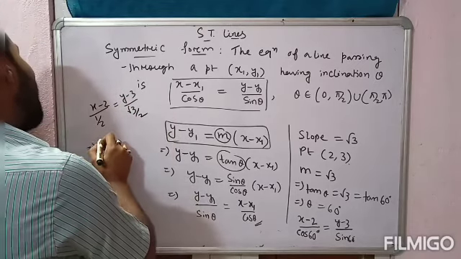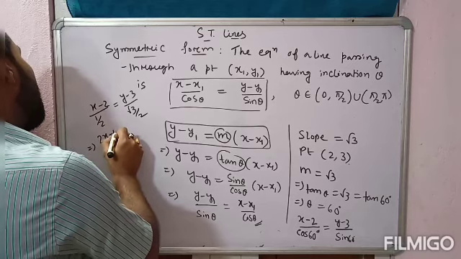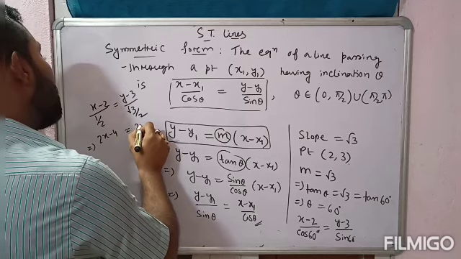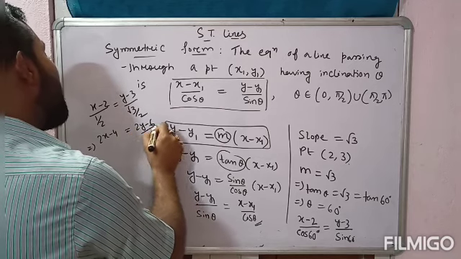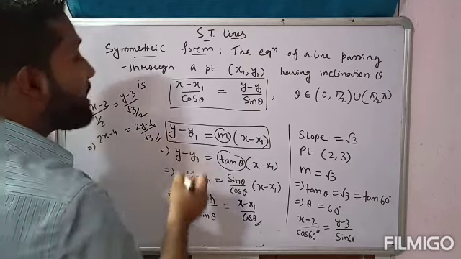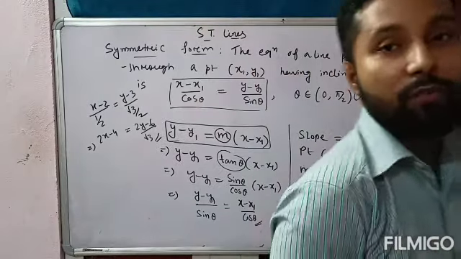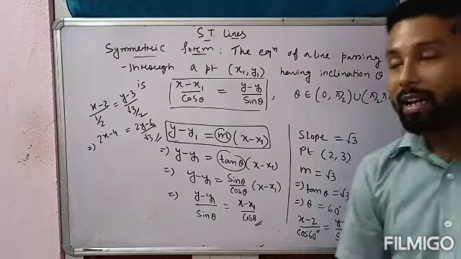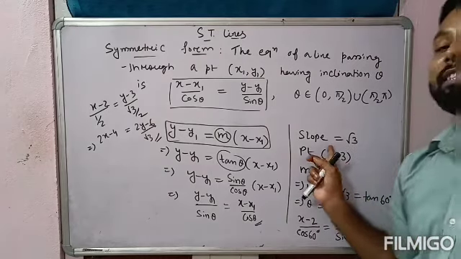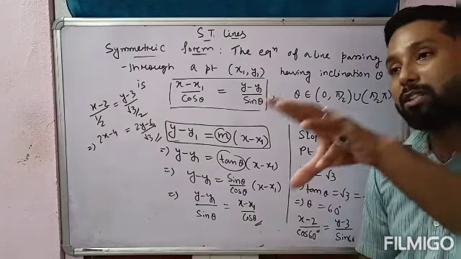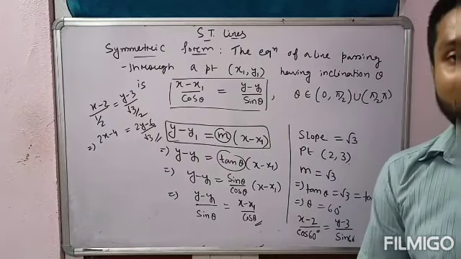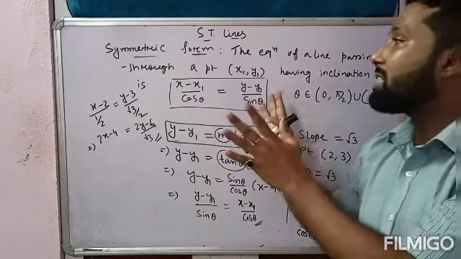Or this equation can be written as twice x minus 4 equal to twice y minus 6 by root 3. Okay, so this is the equation of a line in symmetric form. It's very simple. You should just know the value of theta and the point. Since here slope is given instead of theta, from the slope we can find the value of theta, which is called inclination. So this is all about the symmetric form.